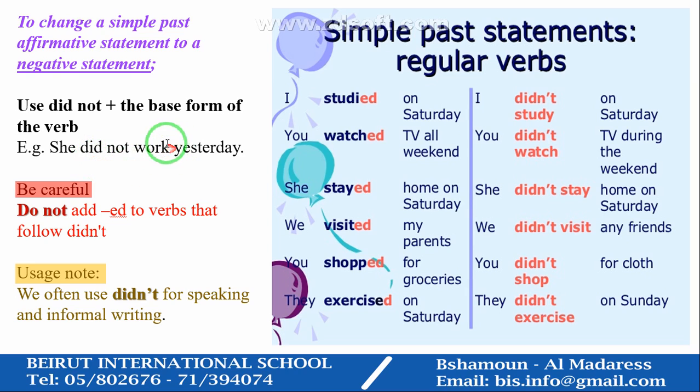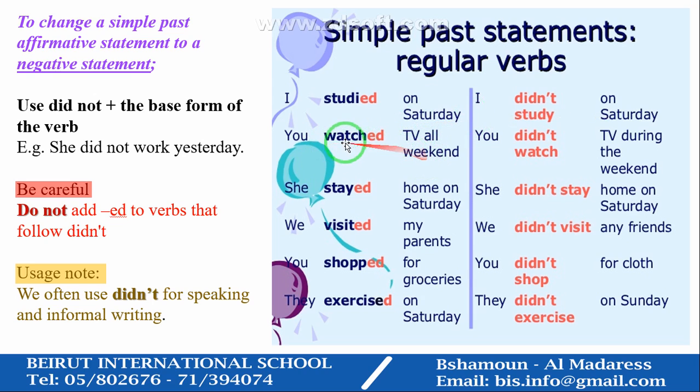So we don't add ed to the verbs with did not. And we often use didn't for speaking and informal writing. Contractions, as we say all the time, aren't used in formal writing or speaking. So here are some examples. Number one, I studied on Saturday. This is the statement. To change it to a negative statement, we added didn't and we removed the ed from the word studied. So it became I didn't study on Saturday.